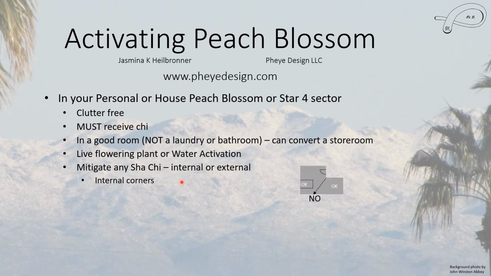You also have to mitigate any sha qi that can't be mitigated any other way. So one of the perhaps more common internal types is something like this, a room that looks a bit like this. You have a notch where the door is located. Now you could have a bed or desk here. You could have it here. You could have a desk here, but you cannot have a bed here.